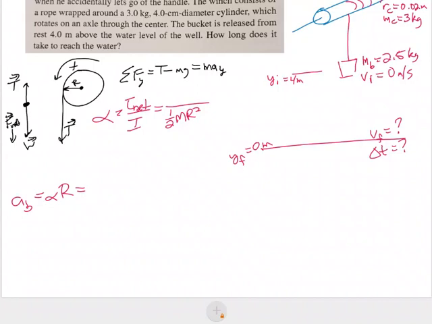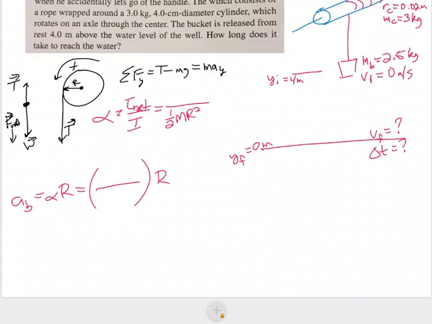So can't we just put the alpha over R in for the torque net? Right now we would have alpha is tau over I, right? So we'd have 1/2 mr squared on the bottom times this r right here. We just got to figure out this tau.